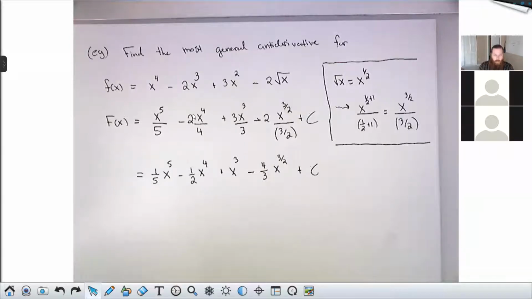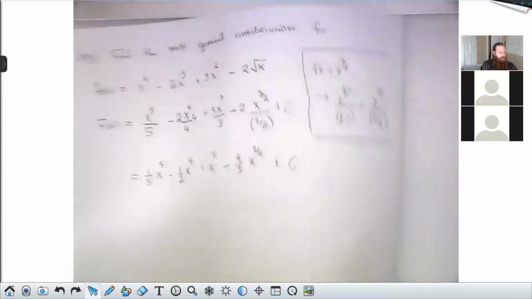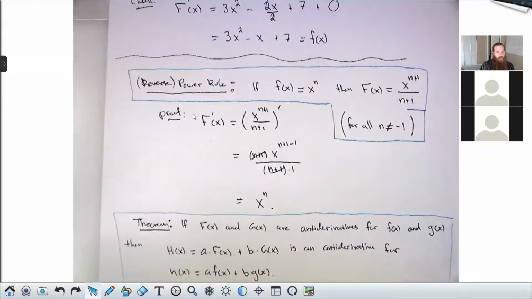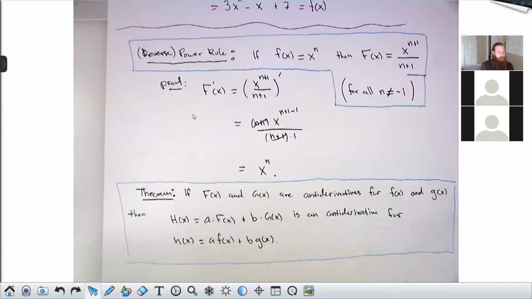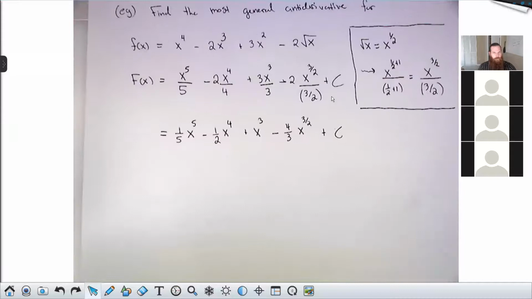So the power rule works great. This rule that says just add 1 to the power, then divide by that new power, it's dope. Does the job for a lot of functions. There's one power function for which it doesn't work. This works great for all n except -1. So I want to pay special attention to that guy now, and then look at a couple more examples. First, any questions on this example?